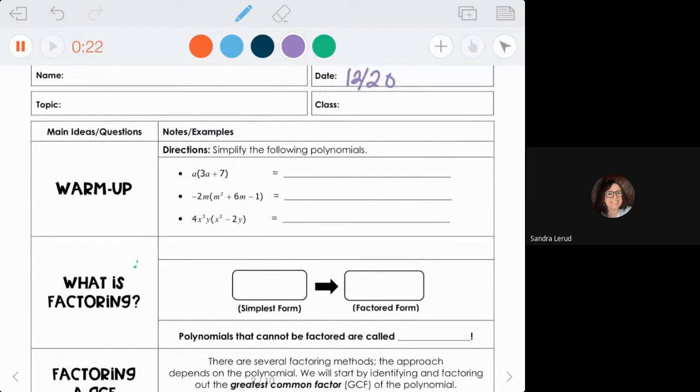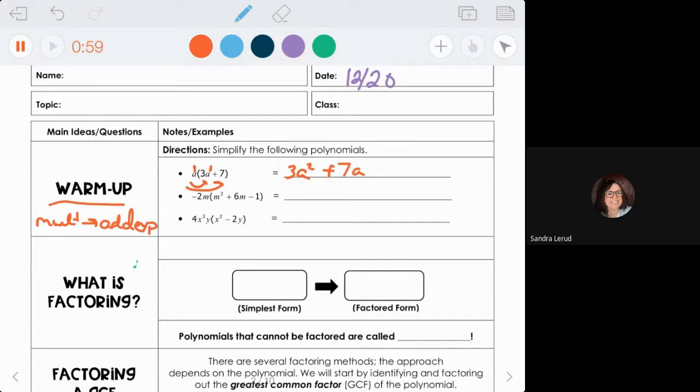So before we start factoring and a little warm up over here, we need to remember how to multiply a polynomial by a monomial. And we kind of know that we do the distributive property. Remember that when you multiply, you add exponents on like bases. So on this first term, when I multiply a to the first into 3a to the first, I'd have 3a to the 1 plus 1. And then 7 times a. And that's called the distributive property. And we've done that before.